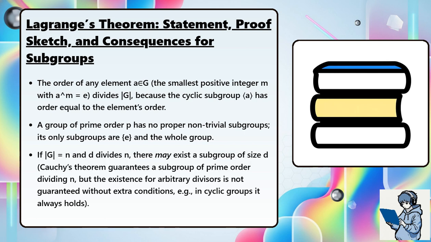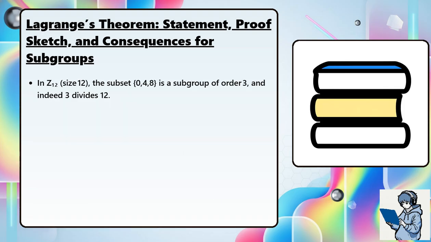If the order of G is n and d divides n, there may exist a subgroup of size d. Cauchy's theorem guarantees a subgroup of prime order dividing n. But the existence of a subgroup for an arbitrary divisor is not assured unless extra conditions hold. For example, in cyclic groups, a subgroup of every divisor always exists. In the cyclic group Z12, which has size 12, the subset containing 0, 4, and 8 forms a subgroup of order 3, and indeed 3 divides 12.